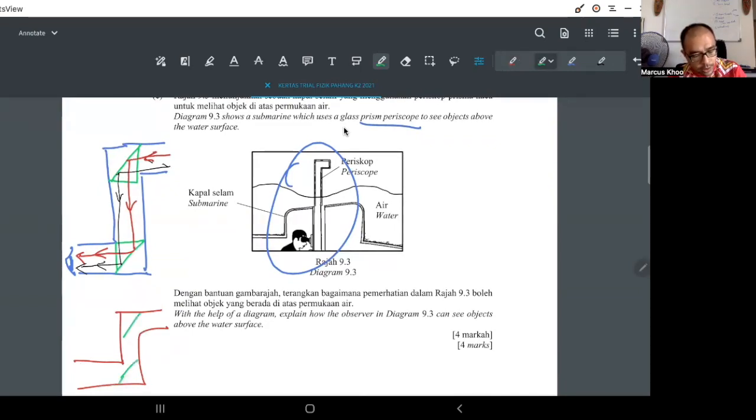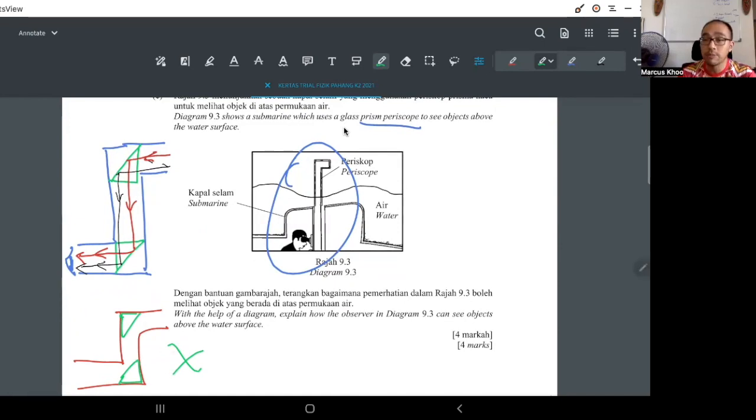Terus dia fikir, oh, mesti dia kasih sandar pada prism, pada dinding. This one cannot. Okay, you cannot. This one, if it is mirror, then can lah, but this is prism. Okay, so ini memang salah.